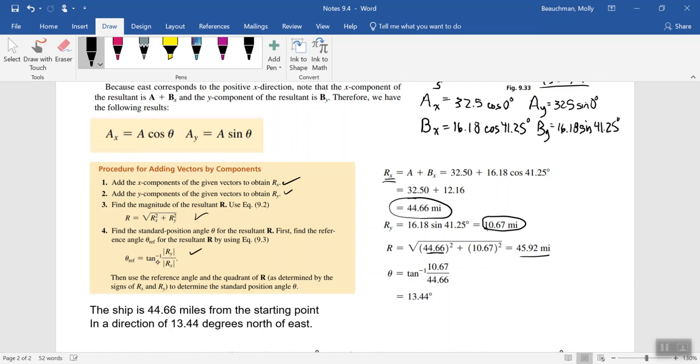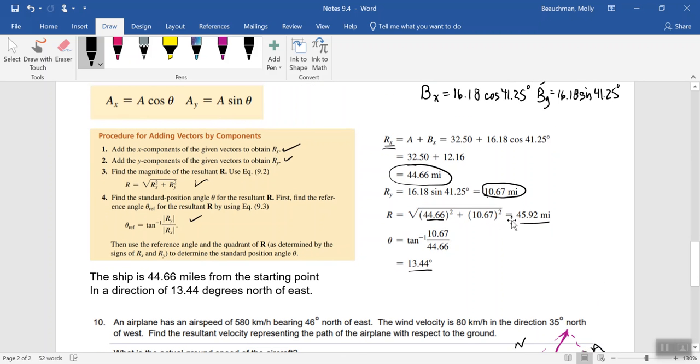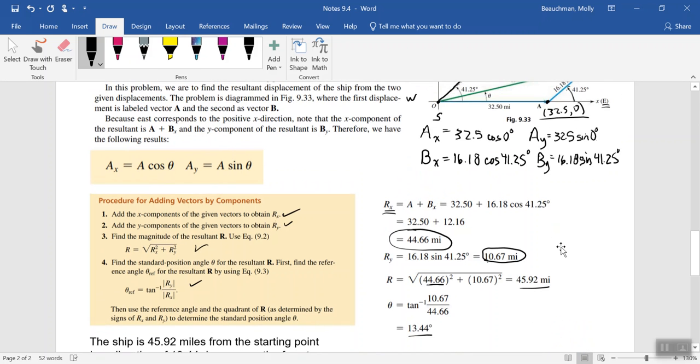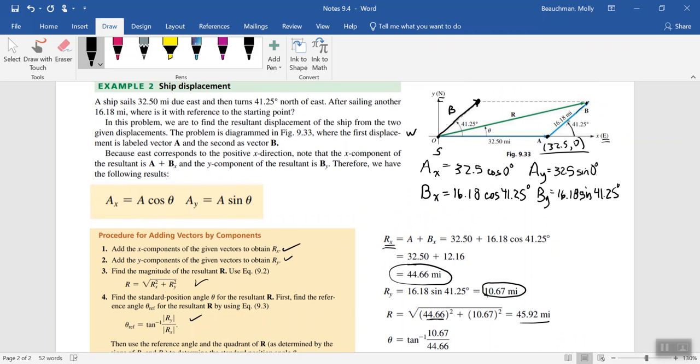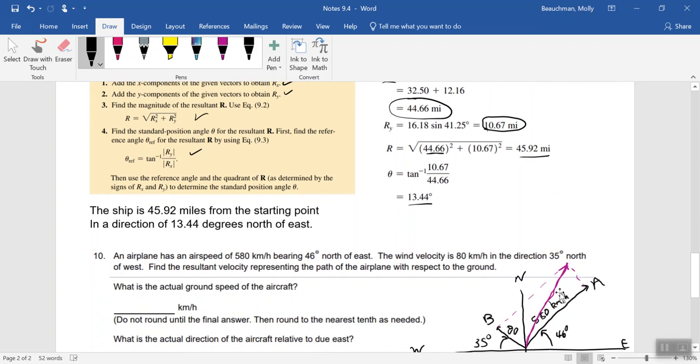The reference angle is the inverse tangent of your y component divided by your x component. And throw it in the calculator, you get 13.44 degrees. So the ship is 45.92 miles from the starting point in a direction of 13.44 degrees north of east. So notice we have to say the degrees here, north of east. All right, so the example from your homework.